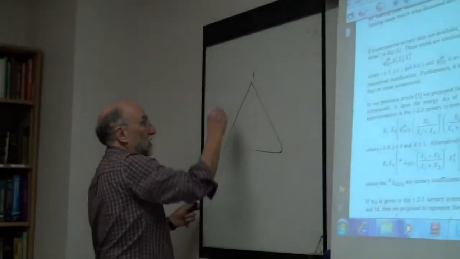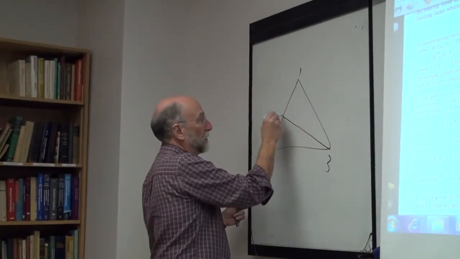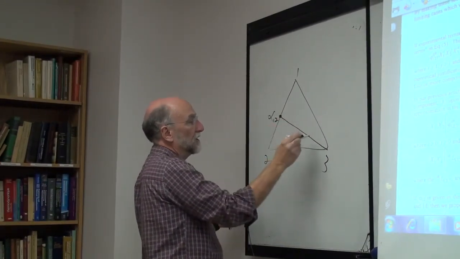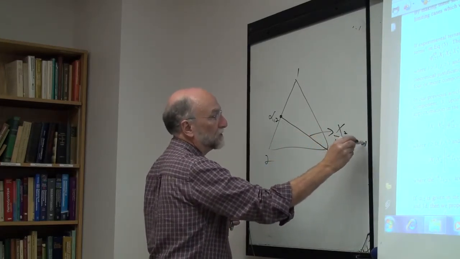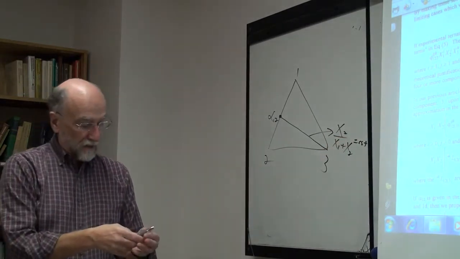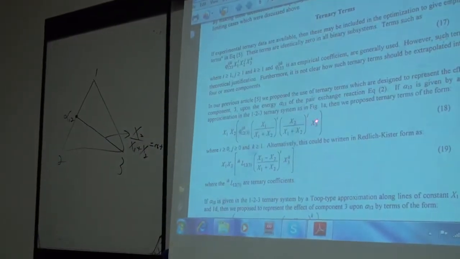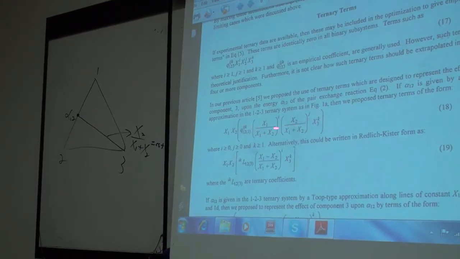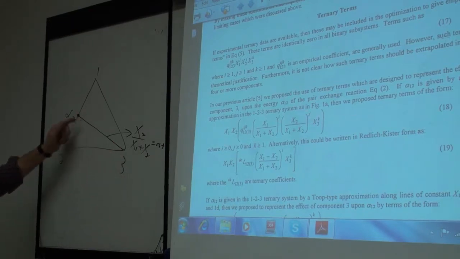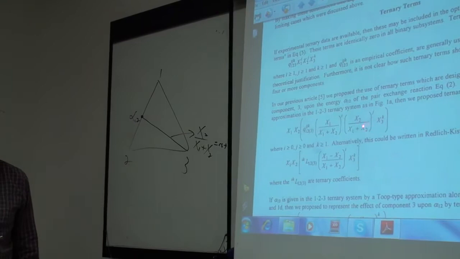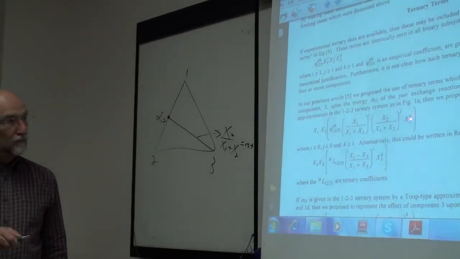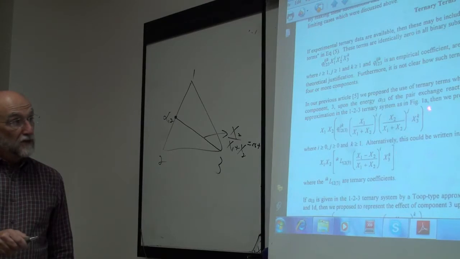If you have the system 1,2,3, and this is the polar line, this is alpha 1,2, and the binary is here, and that is a line where x2 over x1 plus x2 equals constant. Okay, so if this x3 term here was a 1, then that's your binary term, and all this here except for the last term is constant along this line. Then to give the effect of 3 on alpha 1,2, you could add additional terms with x3, like this, x3 to the k. For k is 0, it's a binary term.